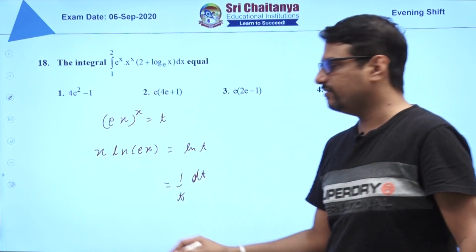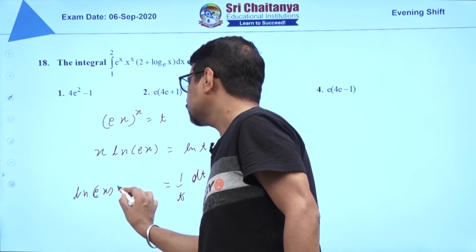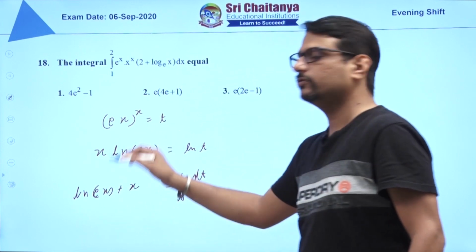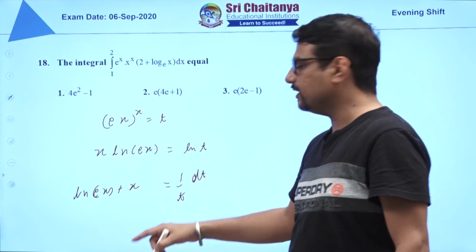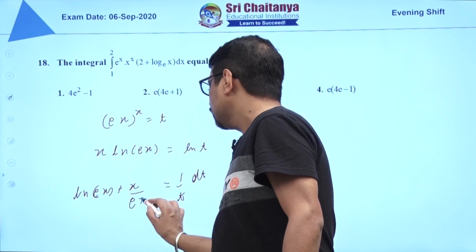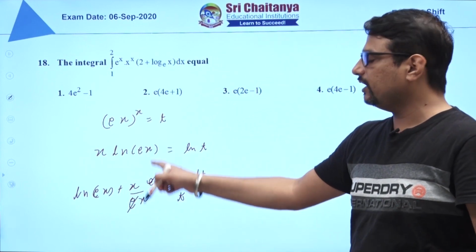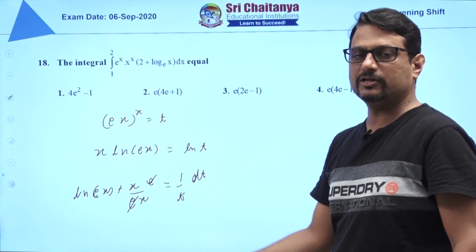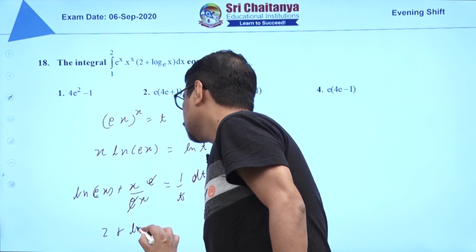equals to, left hand side will be log of e^x plus x into derivative of this. Derivative of this will be 1 by e^x into e^x. 1 by e^x into e^x means e^x will cancel and you will get 1 here. This is 1 plus log e plus log x. 1 plus log e means 2, 2 plus log x. So this is nothing but 2 plus log x.